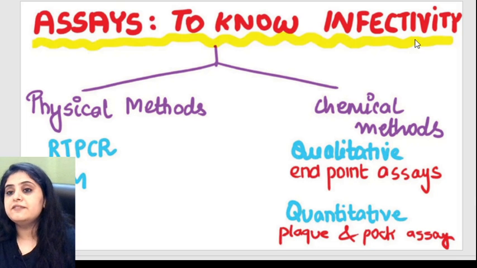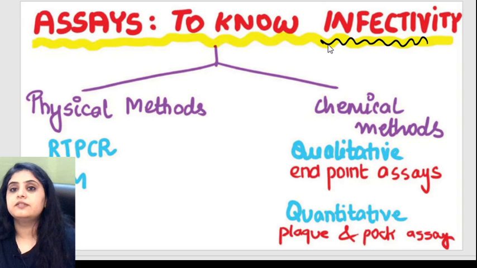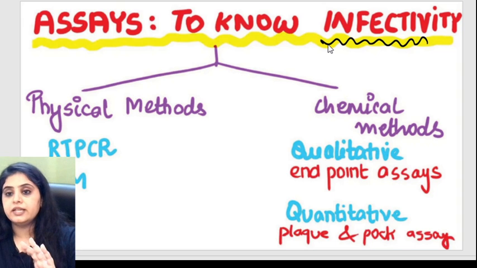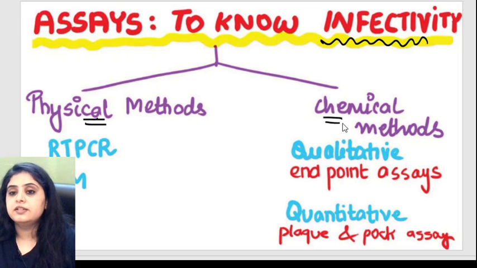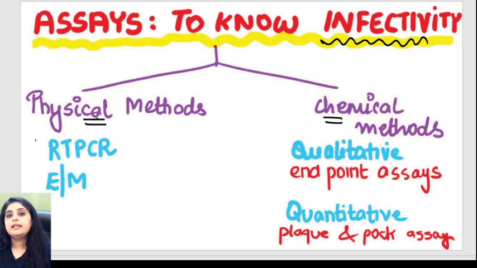Now, to know the infectivity of a virus: is the virus there? Is it not there? If it is there, then what is the quantity? So to know the infectivity, you have 2 types of methods: physical methods and chemical methods. Physical methods can be things like RT-PCR and electron microscopy. Chemical methods is what you get a question on.